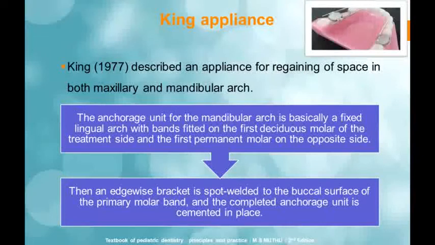Now the King appliance, that was given by King in 1977. He described an appliance for regaining space in both the maxillary and the mandibular arch. And this appliance unit for the mandibular arch is basically a fixed lingual arch with bands that are fitted on the first deciduous molar on the treatment side and the first permanent molar on the opposite side. Then the edgewise bracket is spot welded to the buccal surface of the primary molar band, and the completed anchorage unit is cemented in place.